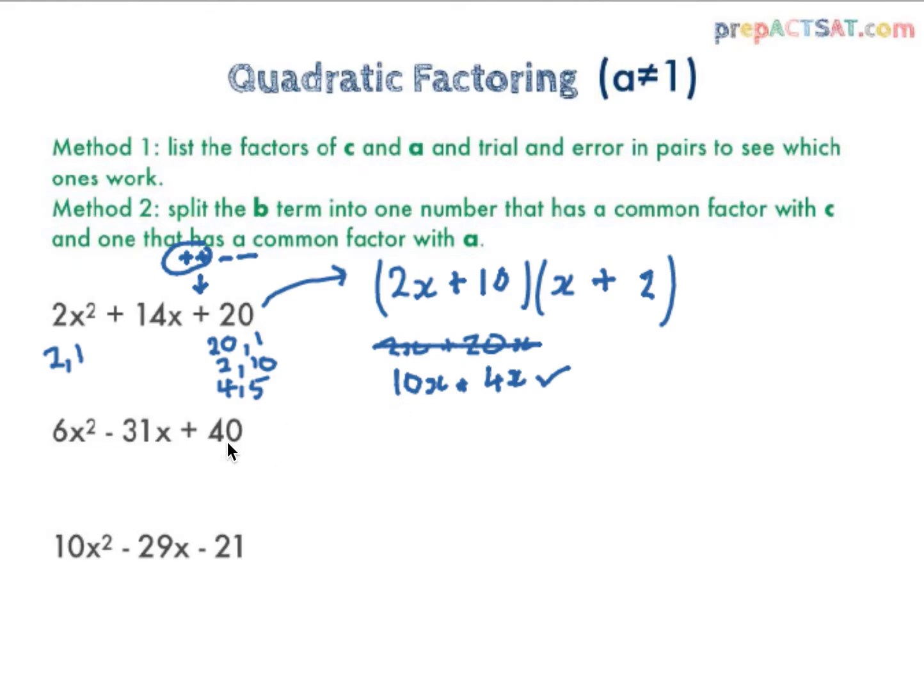Okay, let's do this one, and let's do this by grouping. So I've got to split the 31 into 2 terms, one that has a common factor with 6 and one that has a common factor with 40. I also know, because of my sign rule, this is a plus and this is a minus, so I've got 2 minuses. So I'm looking for 2 negative numbers that add to make 31. So for example, minus 30 and minus 31. I'm not looking for a difference like minus 35 and positive 4 or something like that. So, okay, let's group it into 16 and 15.